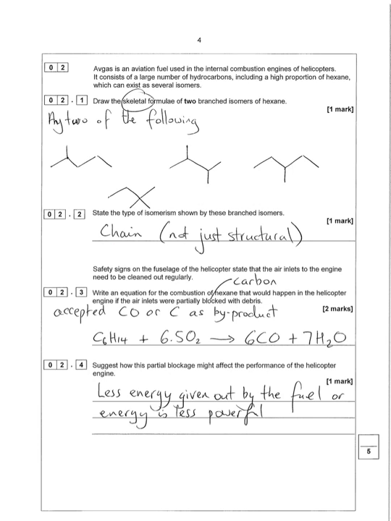This next question, 2.3, we're thinking about an engine which is partially blocked by debris. What we're assuming here is that it's carbon. Remember, incomplete combustion leads to the formation of soot. Now, if there's incomplete combustion, it could also be carbon monoxide. So when you're writing the equation for the combustion of hexane, what could be accepted is either carbon or carbon monoxide.